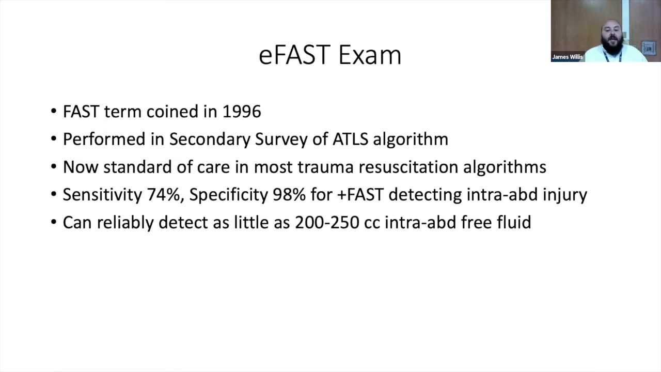When they did a subgroup analysis for detection of intra-abdominal free fluid in hypotensive patients, the sensitivity was 74%, specificity was 95%. And it dropped significantly in pediatrics, which we'll discuss later. With the FAST exam, you can reliably detect as little as 200 to 250 cc's of intra-abdominal free fluid.